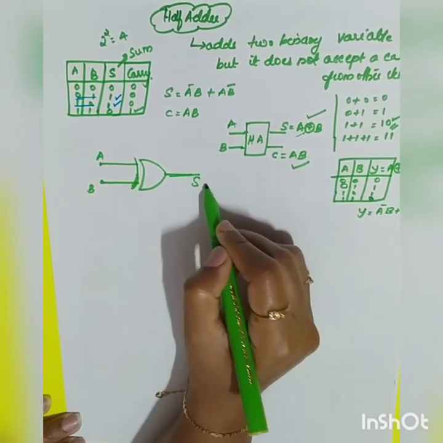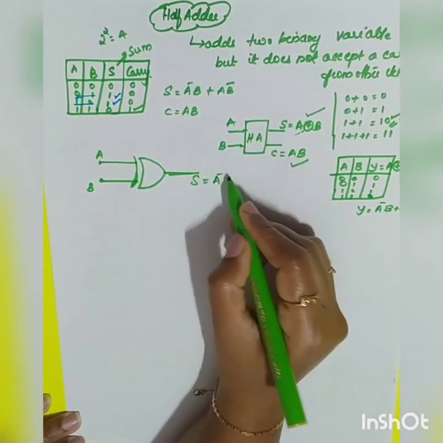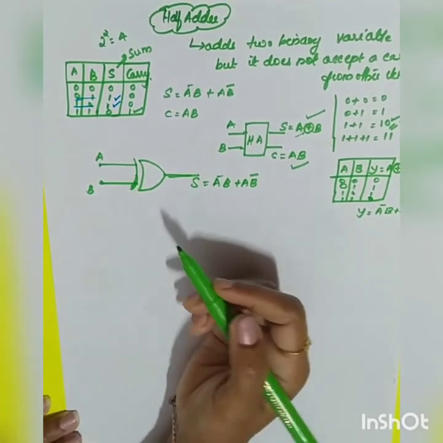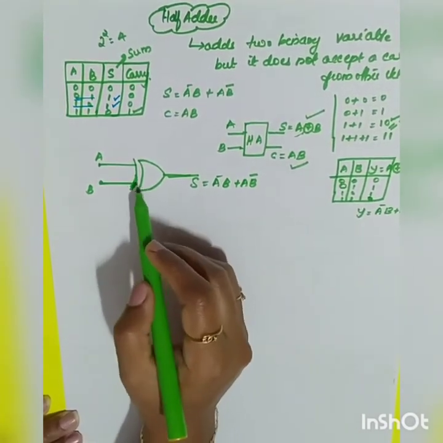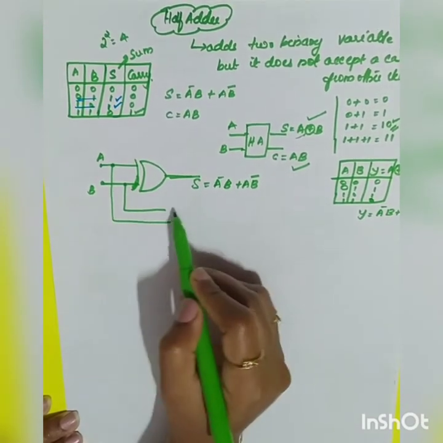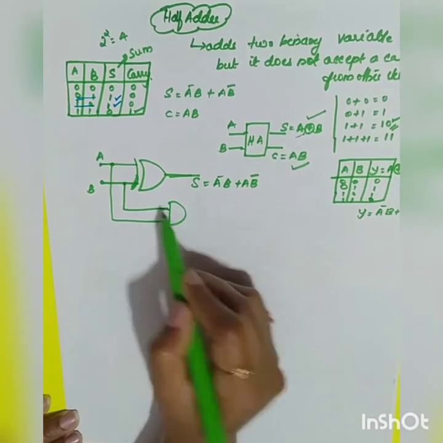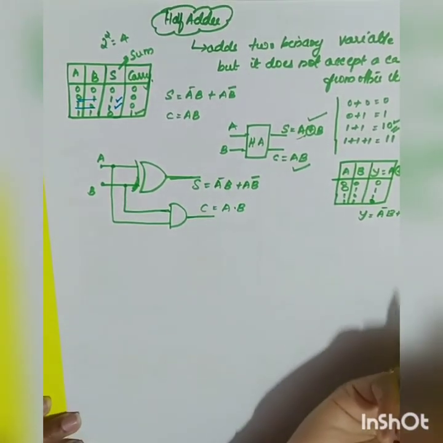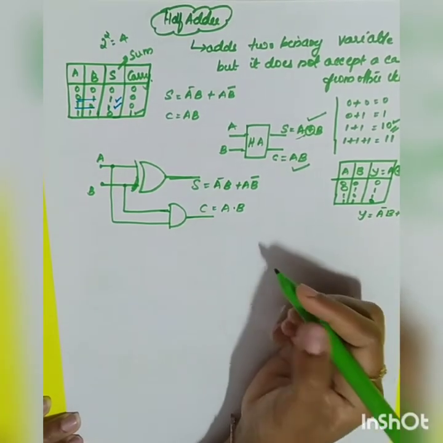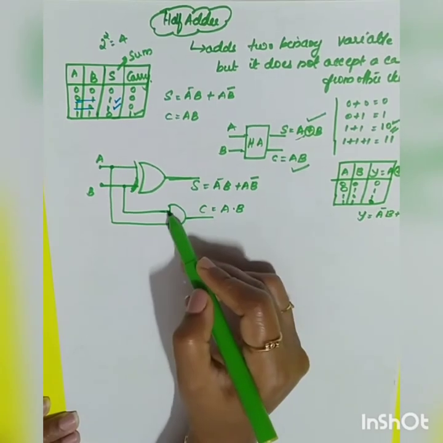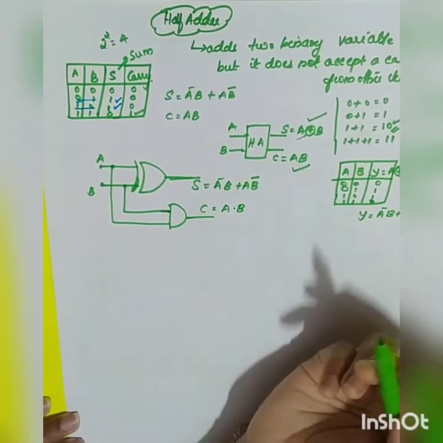So, sum S is equal to A bar B plus A B bar, or it is A XOR B. Okay. Now what will be your carry? How will you take your carry? A into B. You connect it to an AND gate. So carry is equal to A dot B, A into B. So this will be your half adder. Okay. Formed by using an XOR gate and your AND gate.